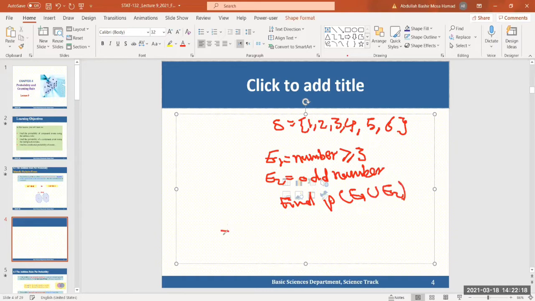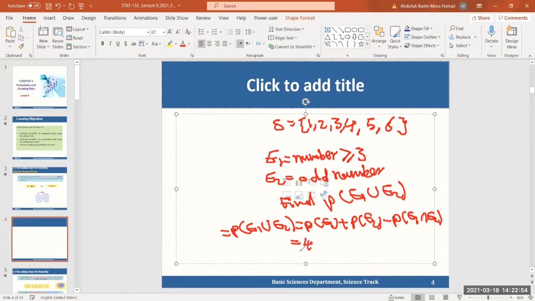The rule is like this. P of E1 union E2 equals P of E1 plus P of E2 minus P of E1 and E2. Let's see. P of E1 means P of what? P of number greater than or equal to 3. Greater than or equal to 3 is 3, 4, 5, and 6. 4 numbers, right?